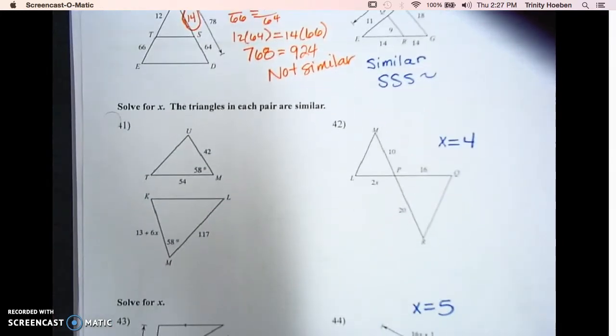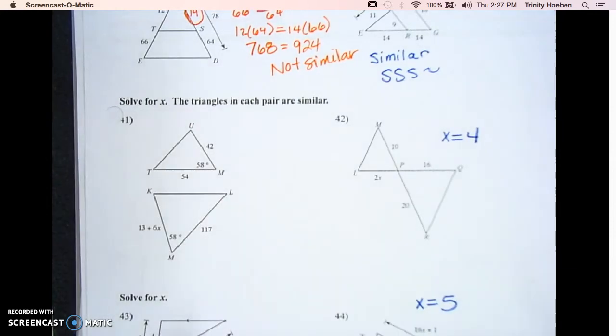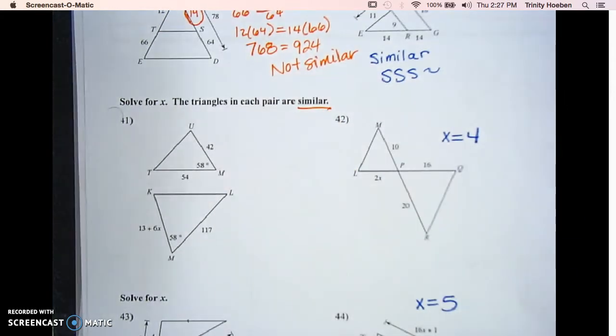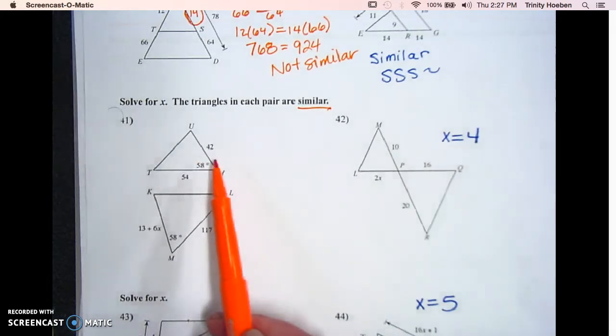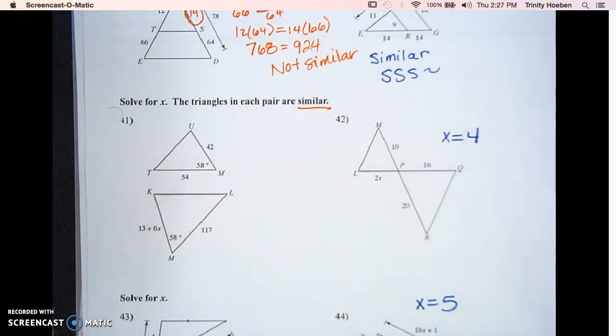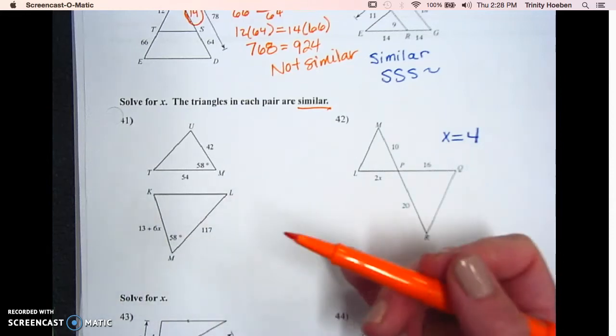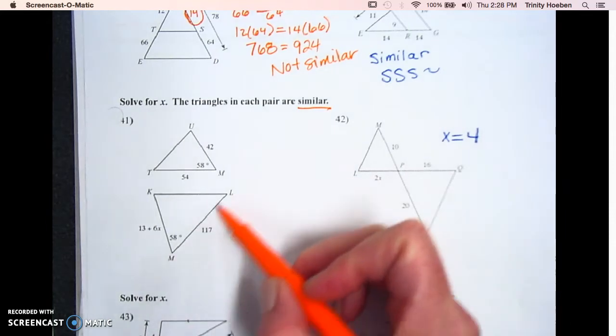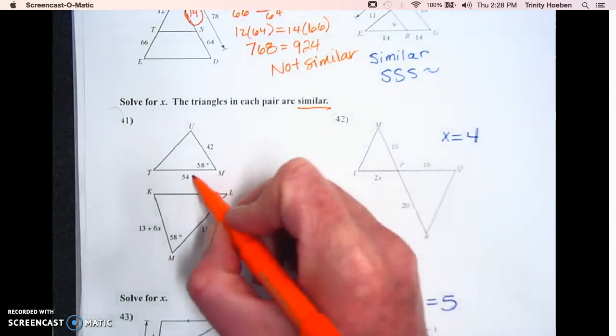Jump down to numbers 41 and 42. The directions say to solve for x, and that the triangles are for sure similar. So you can see that the top triangle is rotated down to match up with the bottom triangle. And so we want to match up the sides and make sure that the long side and the long side match up.